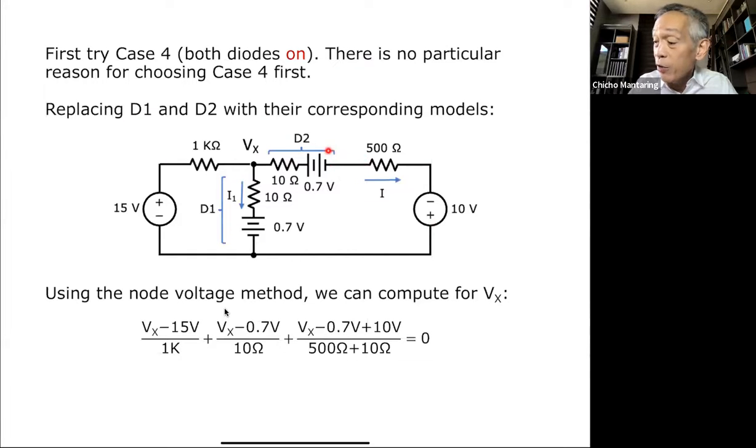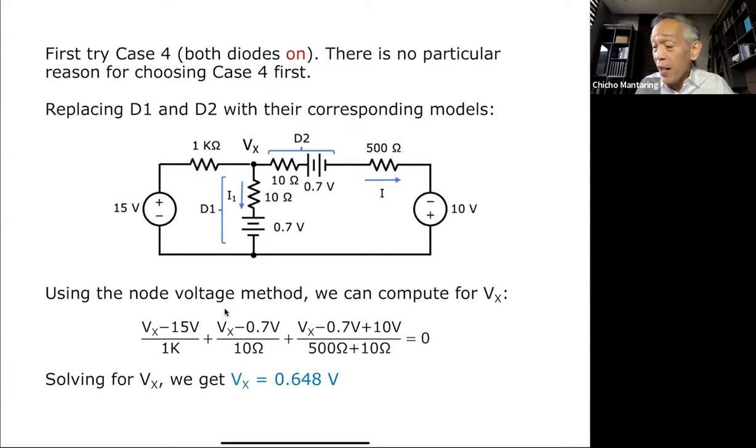Itong 0.7 na to, pwede ko ilagay dito. So what will my node voltage be at this point? It's going to be 0.7 minus 10. So Vx minus 0.7 minus 10. So ito yung lalabas over 10 plus 500. Does everybody see how I was able to get this term? Can you just show me a sign that you understand how I was able to get this term? So that's still actually part of the first 5 modules, no? Nodal analysis. So that's equal to 0.